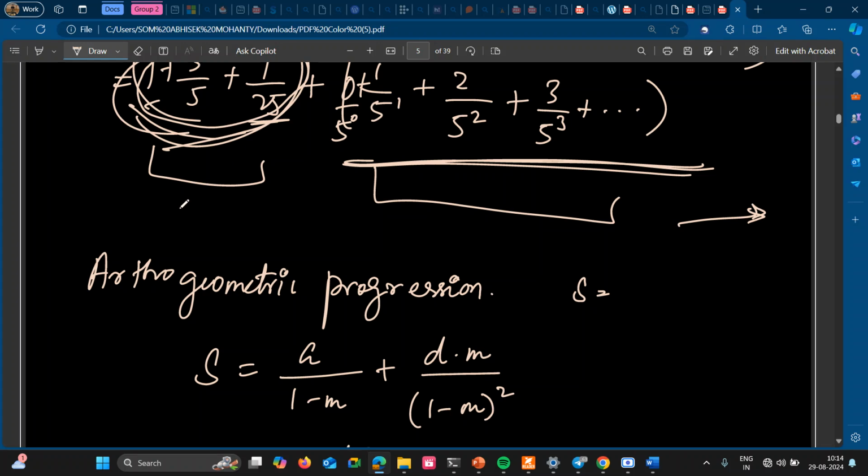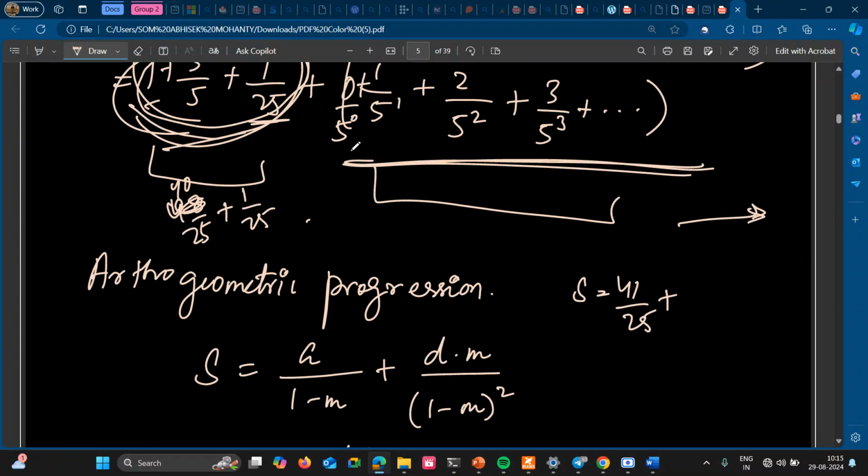S is equal to, simply we'll add them. See, 1 plus 3 by 5, that is 8 by 5, plus 1 by 25. If I do it, it's 25. This becomes 40, so 41 by 25. Simple. 41 by 25 plus, this is the one.